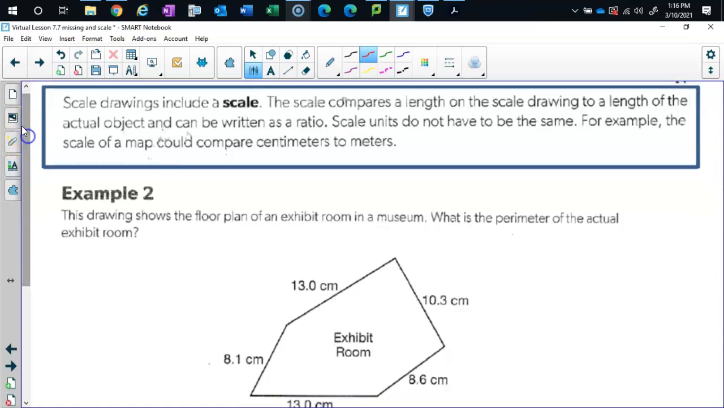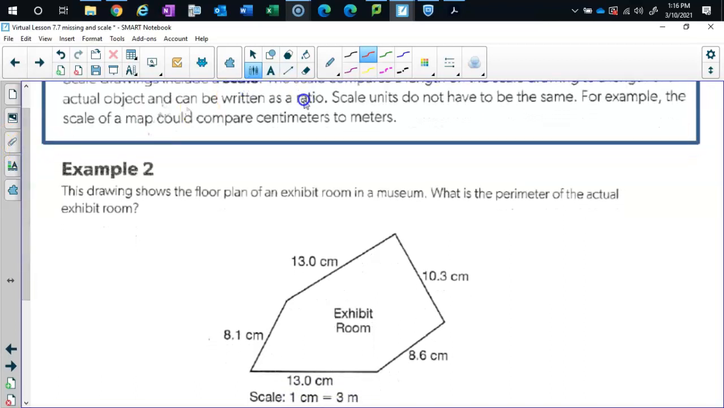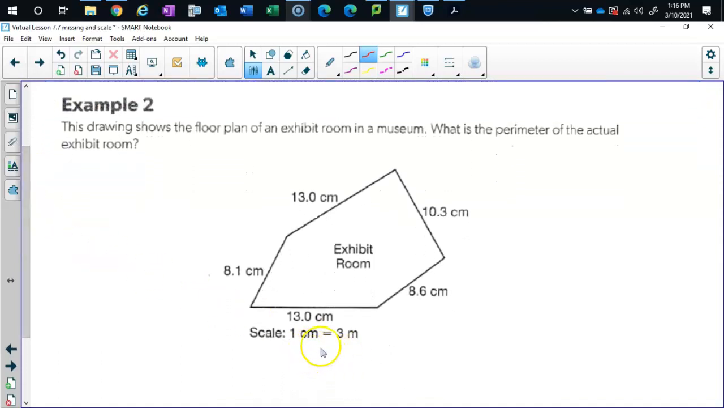This one, scale drawings include a scale. The scale compares the length on the scale drawing to the length of the actual object. It can be written as a ratio, which is also a proportion. Scale units do not have to be the same. For an example, a map could compare centimeters to meters. So let's look at this picture. Here's our scale. I'm going to move this over.